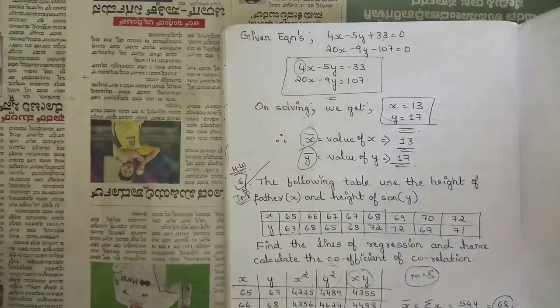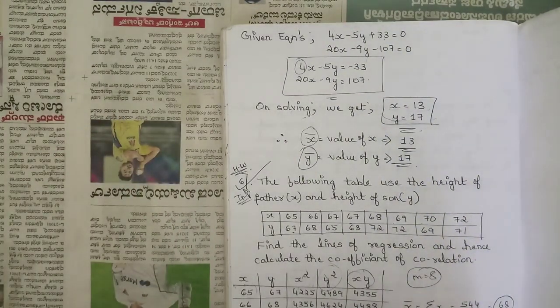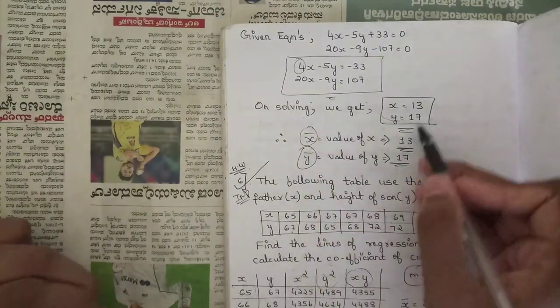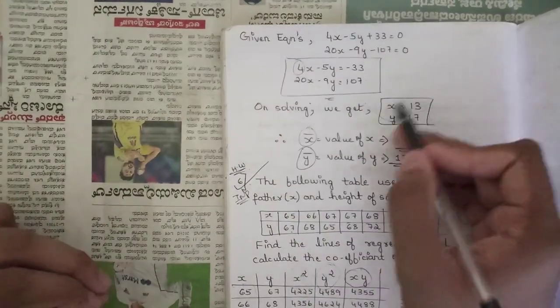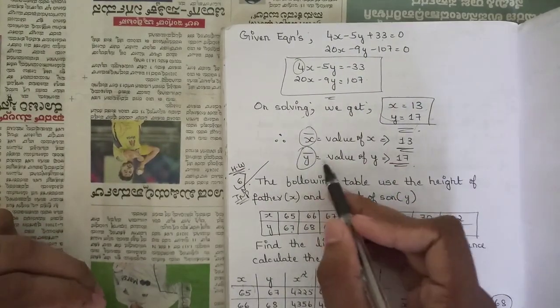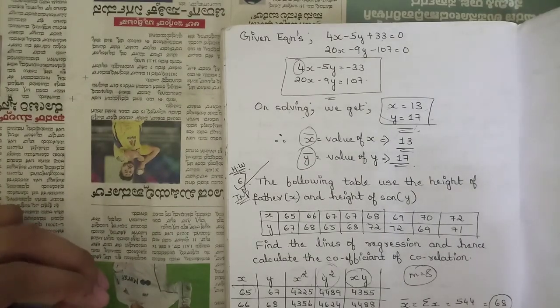This is a shortcut method. Whenever in this type of question they ask you to find the values of x bar and y bar, you can directly write x bar as whatever value of x we got by solving these two equations, that is 13, and y bar as the value of y, that is 17. So in this way you need to solve this question.